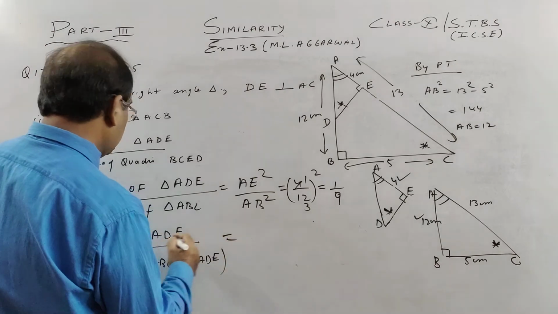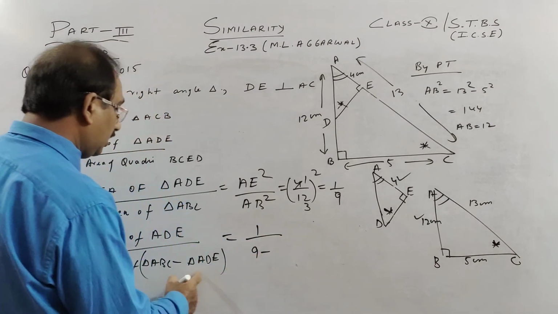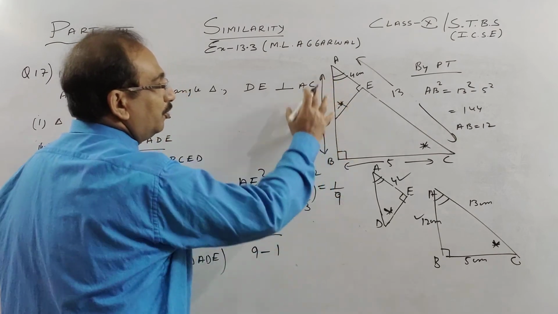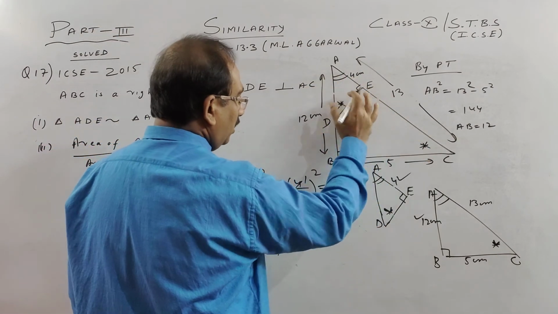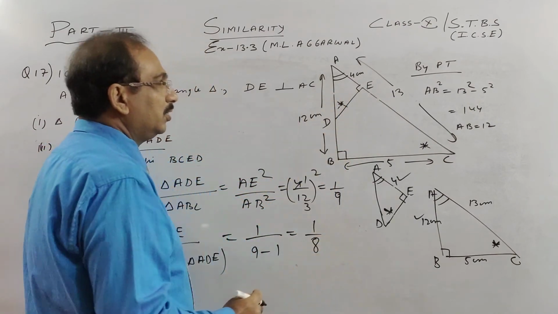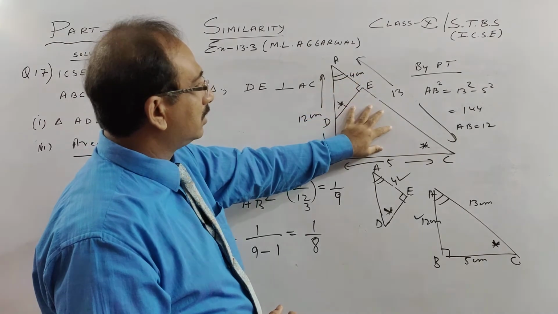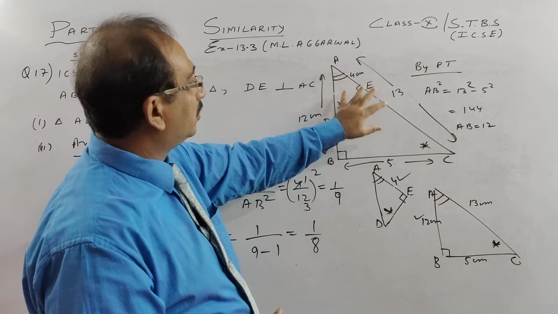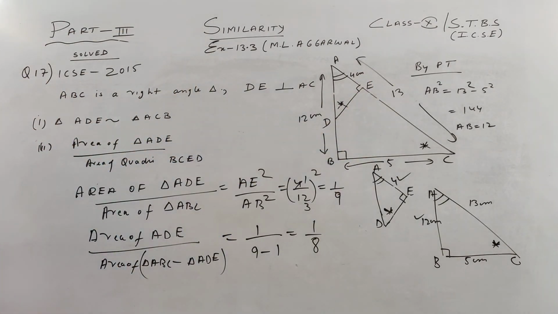You will get the area of quadrilateral BCED. So what do we get, children? Area of the small triangle is 1, area of ABC is 9, so the full area minus this you do. So 1/8. So as I told you, the full thing is 9, this is 1. So 9 minus 1, this is 8. So finally you have to find the ratio of this to this. So 1:8. So kindly pause the video and copy.